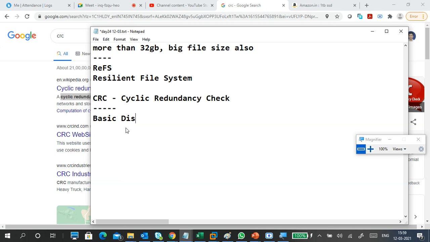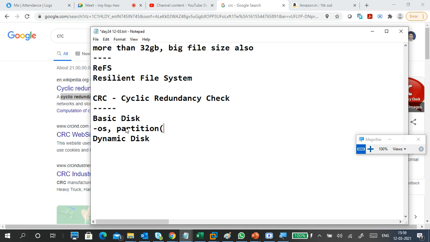Basic disk and dynamic disk. Normally, any disk is a basic disk only. In a basic disk, we can create partitions. We can install an operating system also. We can put the OS in a basic disk, and we can create partitions. We can divide a disk into multiple parts.